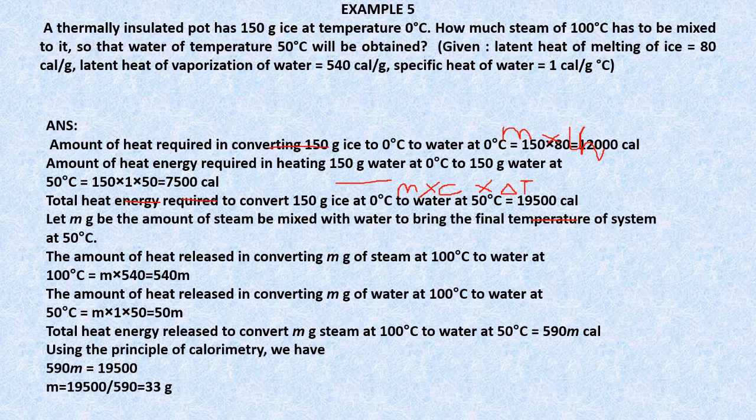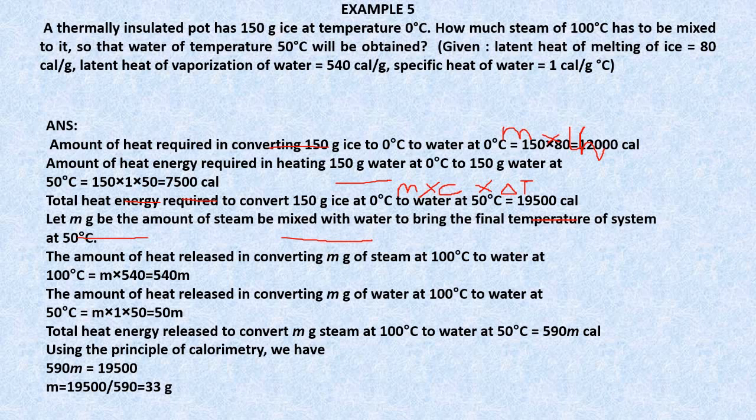Now what we have to calculate: let m gram be the amount of steam to be mixed with water, to bring the final temperature of the system to 50 degrees Celsius. Why are we calculating the steam? Because they have told us to calculate how much steam is required to be mixed.